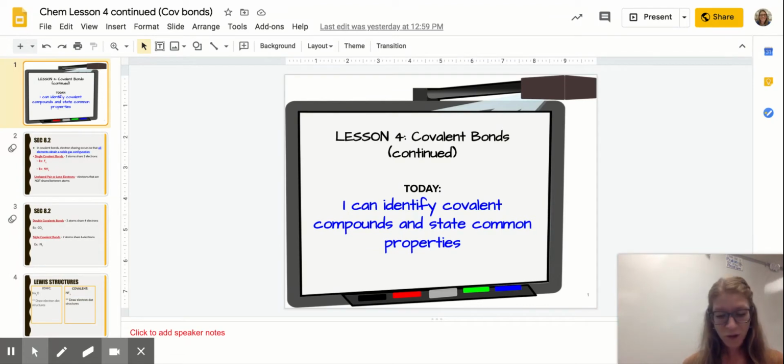Yesterday we talked about covalent bonds and some properties. If you remember, covalent bonds share their electrons and ionic bonds transfer their electrons. Again, covalent bonds are made of 2 or more nonmetals. Ionic bonds are made of a metal and a nonmetal. So the structures that you are drawing over the next few days are just covalent bonds. And because they're covalent bonds, they are going to share those electrons.